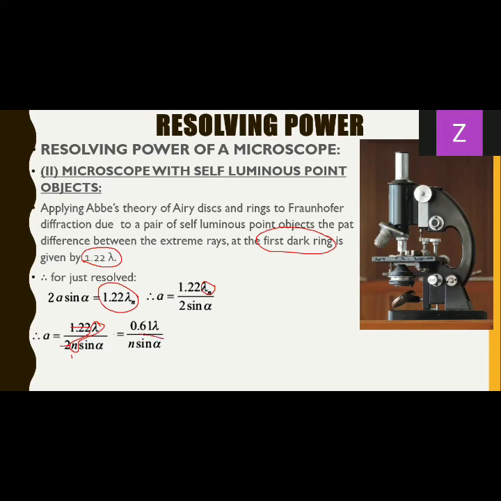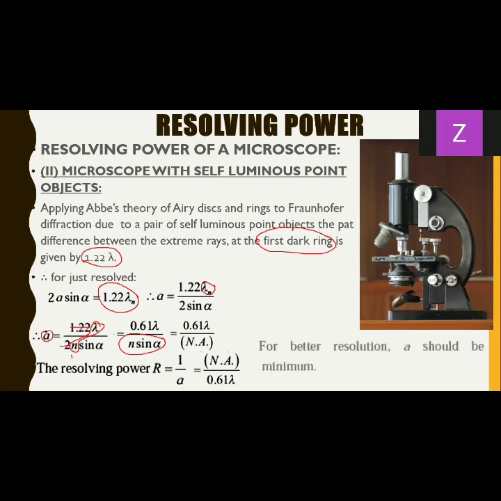And we know what we call this. We call this the numerical aperture, NA. This is our limit of resolution. So the resolving power is the reciprocal of that, which gives us NA upon 0.61 lambda. And obviously, we know that this is the resolving power, and for better resolution, a, which is the distance between the point objects, should be as small as possible. So we get better resolving power or resolution for that matter. Okay.